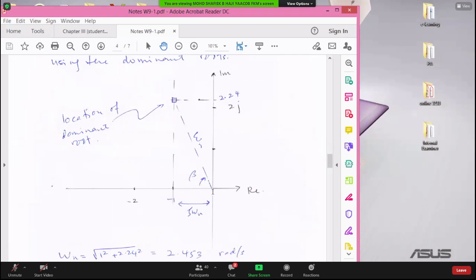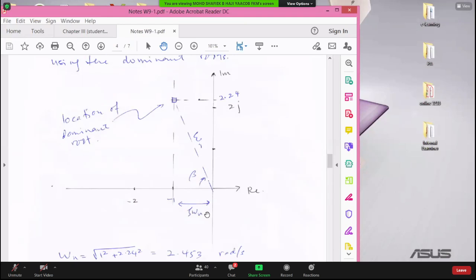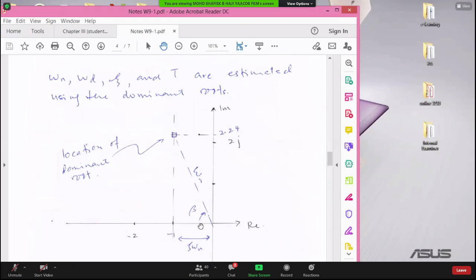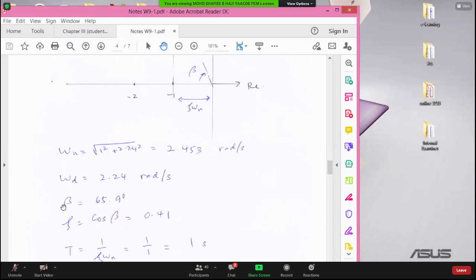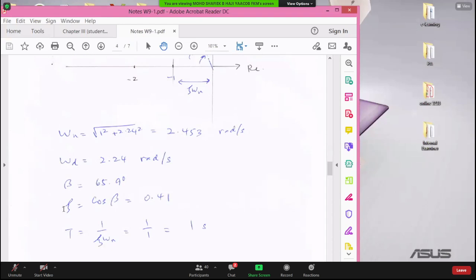The natural frequency is the distance from the roots to the origin. So you can use the Pythagorean theorem, which is the square root of 1 squared plus 2.24 squared. That is your natural frequency. The damping ratio we can compute based on the angle beta. First, you compute or measure the angle beta using the arctangent. The angle beta is 65.9 degrees, and the cosine of that is the damping ratio.